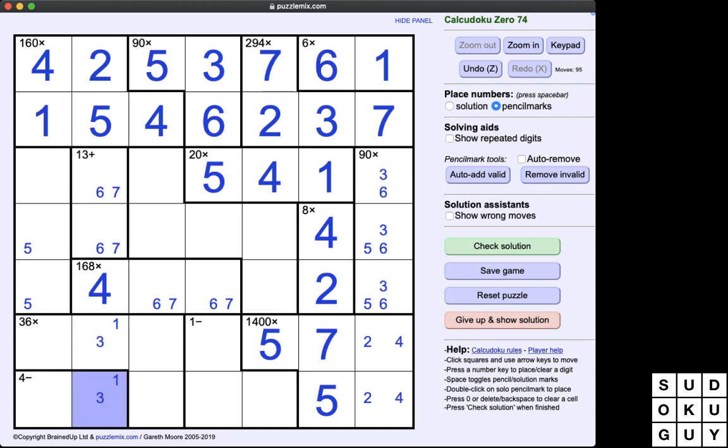1 and 3 are left in this column. That tells us a bit about this. This can't be a 1, because then this would have to be a 5. There's already a 5 in this row, so this has got to be the 3. This is a 7. Okay, now how am I going to multiply to 36? I've got 3 boxes left. I mean, 2 and 3 and 6 is one way. 4 and 3 and 3 is another.